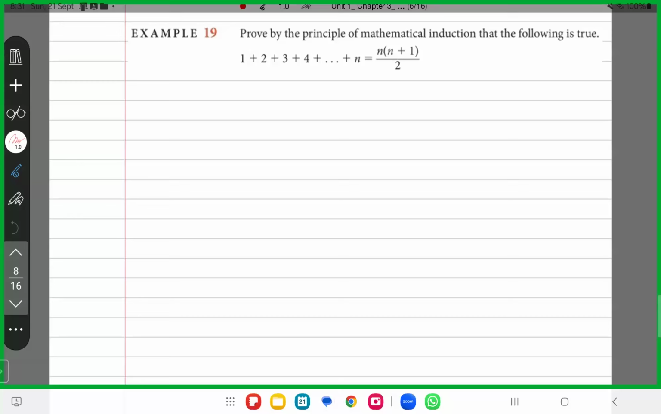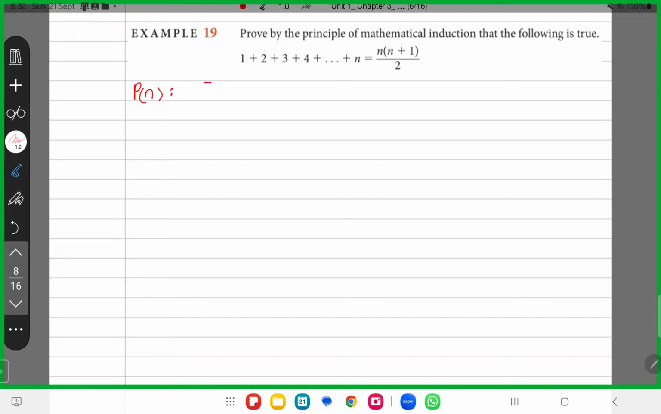All right, so example 19 is asking us to prove by the principle of mathematical induction that the following is true. On the left, we have the sum of the first n counting numbers, and we're asked to prove that this is equal to n into n plus 1 over 2. So let's start by writing down the statement that we're being asked to prove.